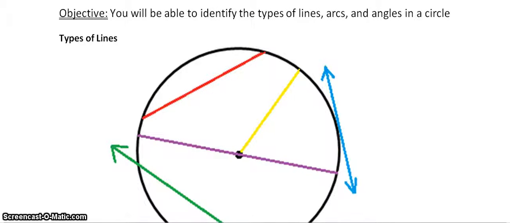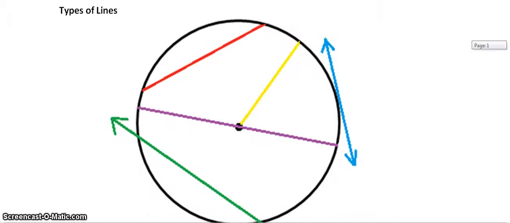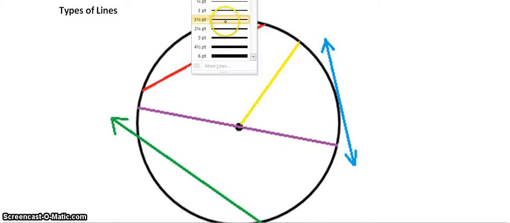Okay, so by the end of this video, you should be able to identify the types of lines, the types of arcs, and the types of angles in a circle. Okay, so we're talking all about circles and the parts of it. We're going to start with types of lines. These will probably be the most familiar vocabulary words, but we're going to review them quickly. I'm going to start with the ones you should know already fairly well.